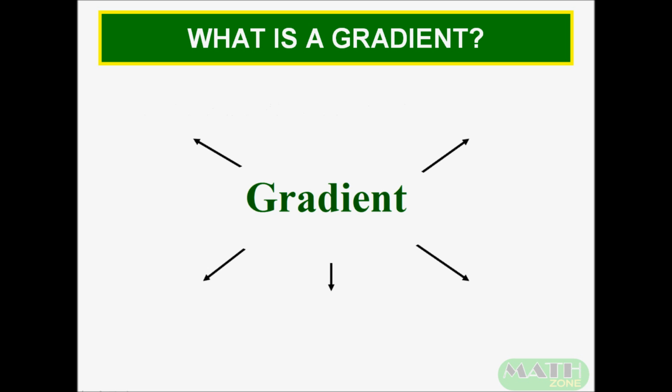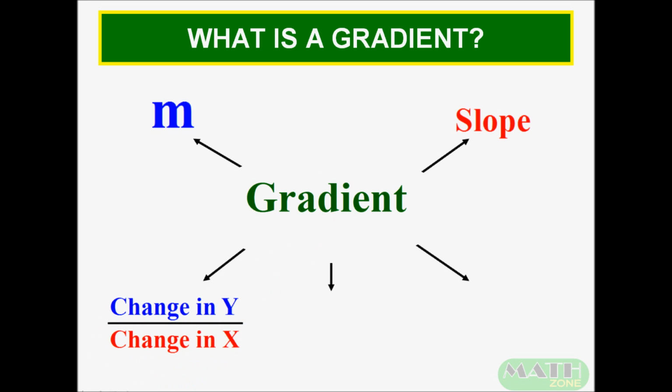Today's objective is to find the gradient of a line. But before we can even find the gradient of a line, we need to know what a gradient is. So, what is a gradient? A gradient is simply a slope, which is denoted by the letter m. It is seen as the change in y upon the change in x, which is also the rise upon the run, where the rise is your y-axis and your run is your x-axis.